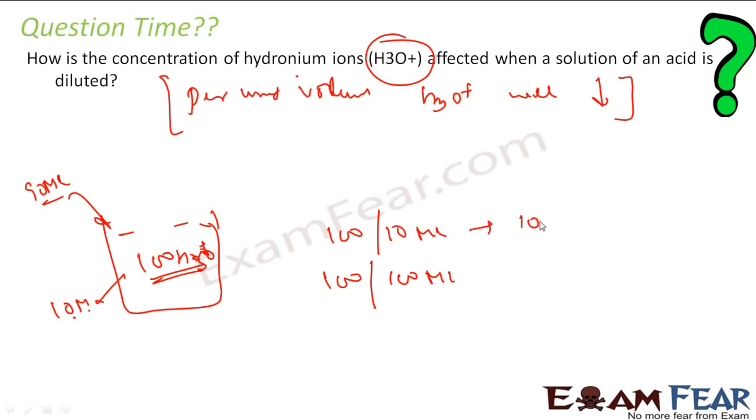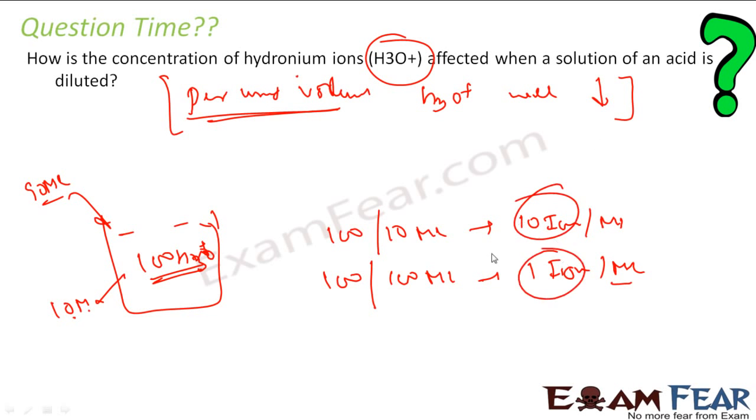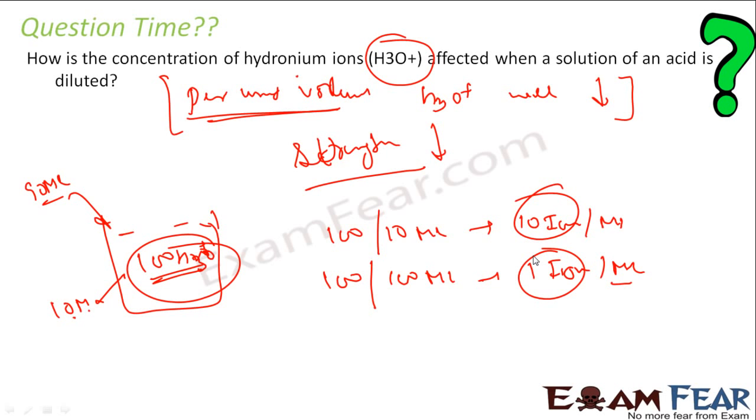So it is like 10 ions per ml, and now this is 1 ion per ml. So per unit volume, it is less. So it becomes weak actually, because per unit volume the ion concentration is less. But the total ions are the same. Correct? That's why the strength is poor. Strength also goes down. Why? Because per unit volume the hydronium ions are lesser, so it is of less strength.